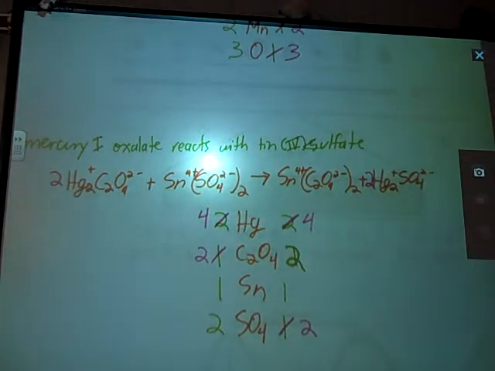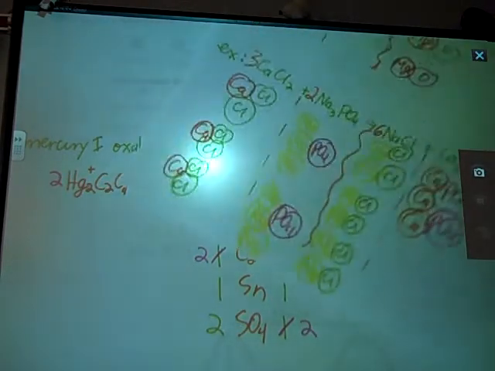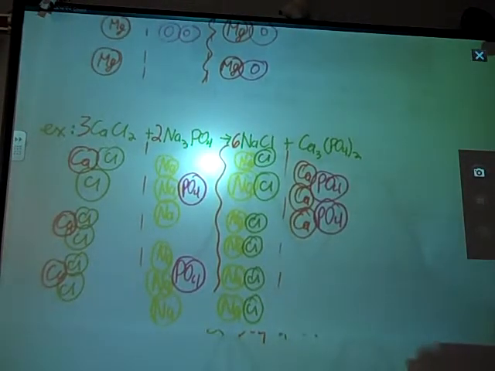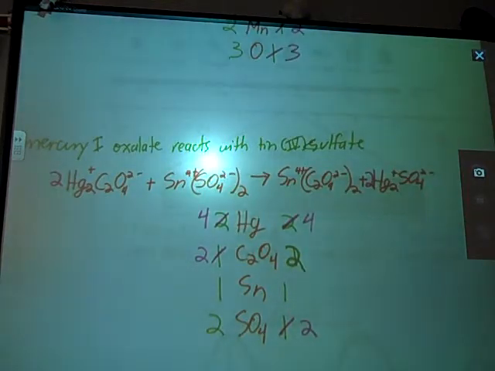All balanced. So, always double check. Now you have 2 methods. You can either draw out all of the ions like this. Nothing wrong with that. Takes a little more time, but the visual method is always nice. Or you can use the tally.